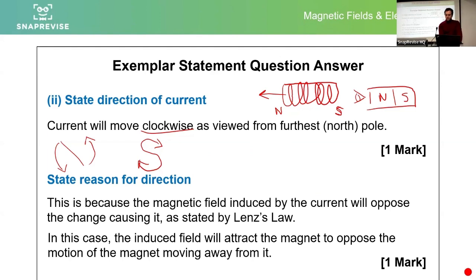Yep. I believe, by the way, in your booklets, I don't think it has this phrase as viewed from. So whatever it says in your booklets, feel free to amend it if that would make you feel like it makes more sense. Current moves clockwise from north, whatever it says in your booklets. I don't have a copy to hand, I don't think.